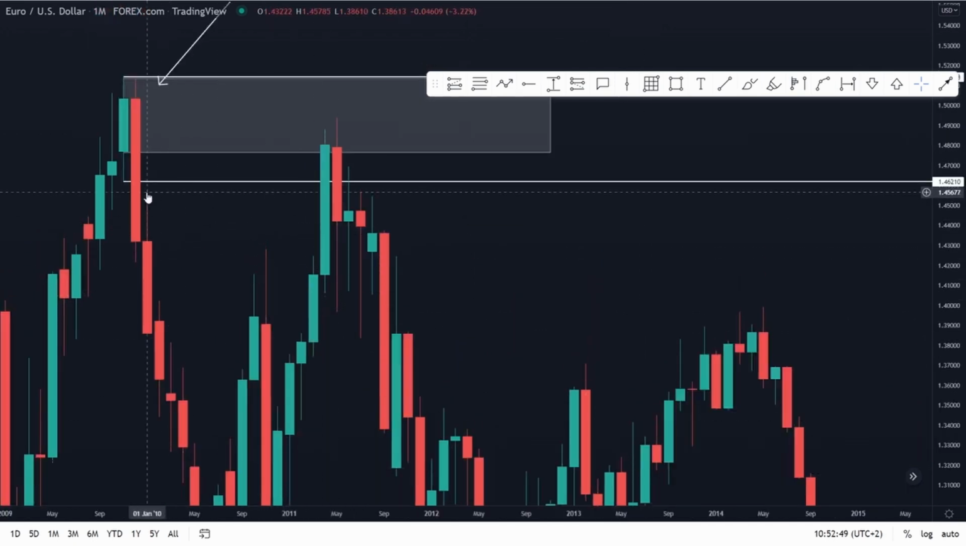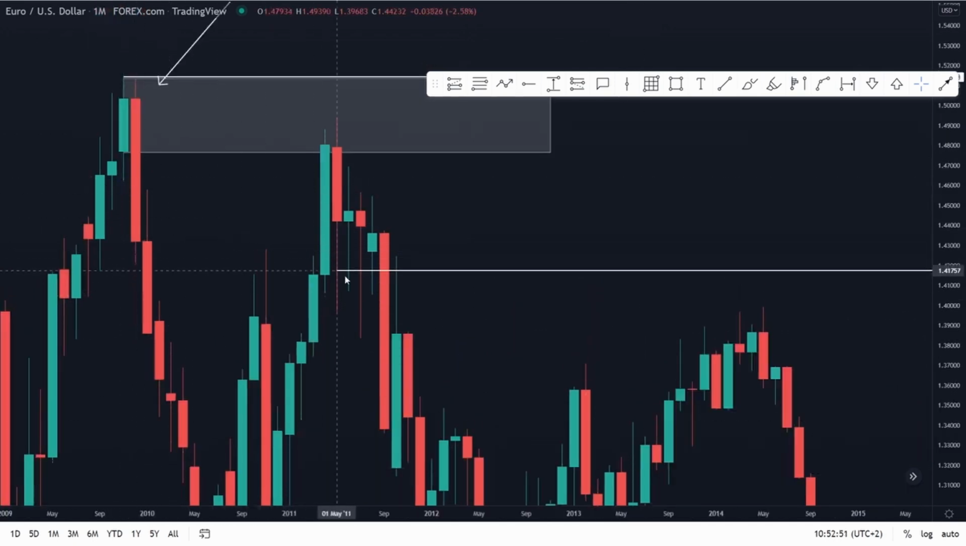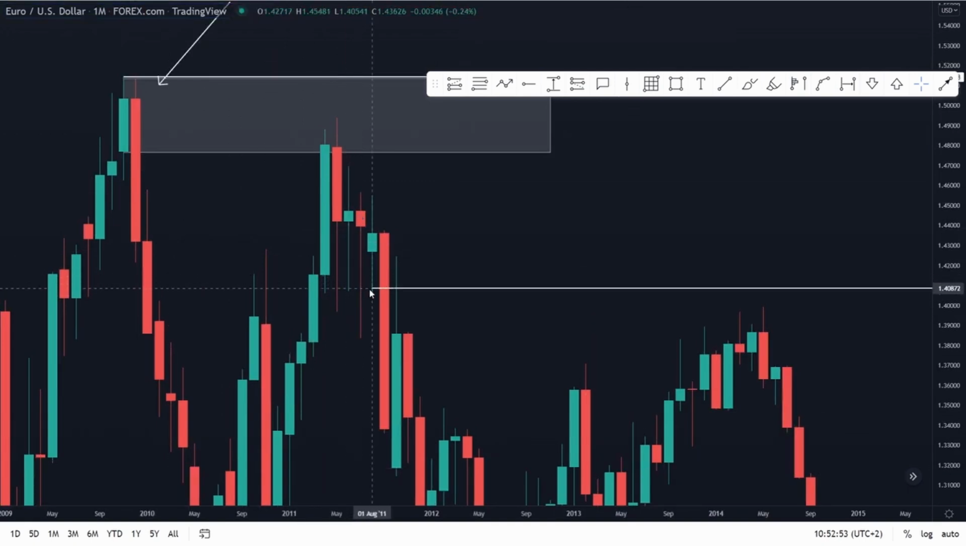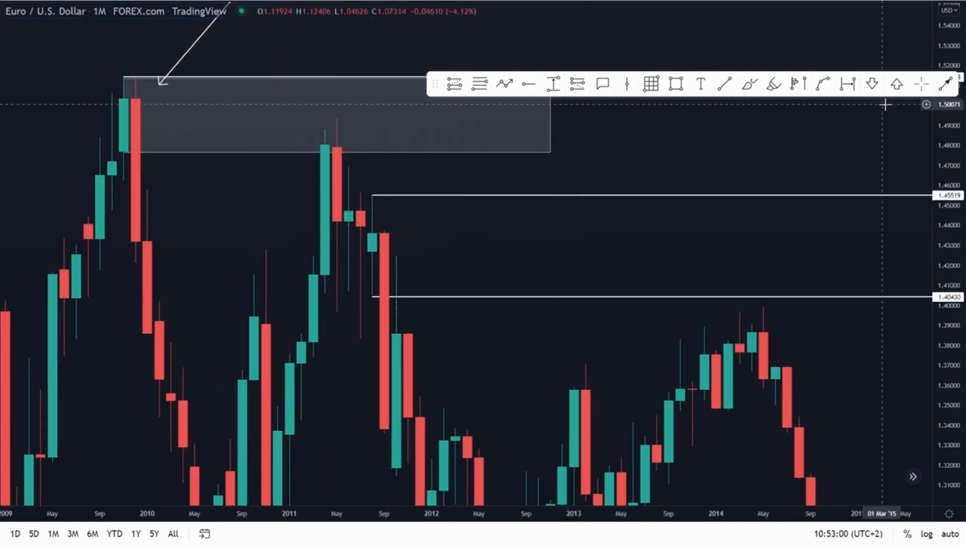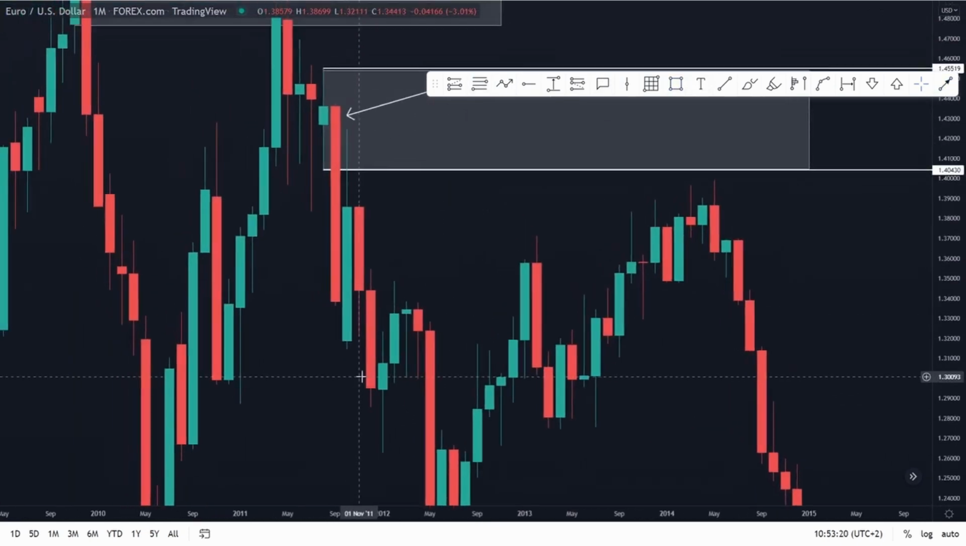For instance, we have this engulfing candle over here. As you can see, we have our engulfing candle over here. This is a valid supply zone. I will find another one.